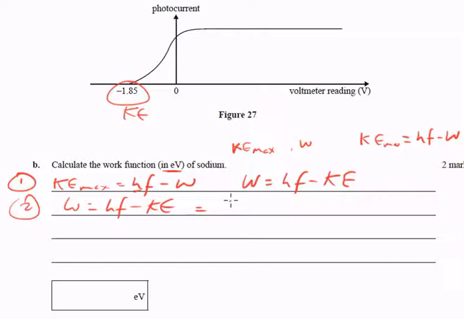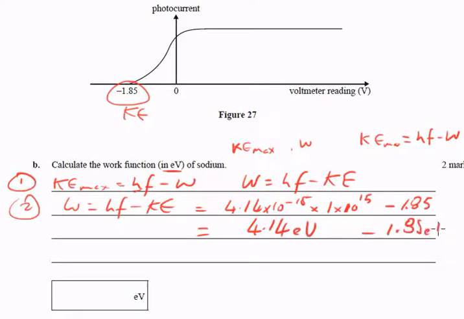So 4.14 by 10 to the minus 15, and from the page before our frequency was, I think, 1 by 10 to the 15 maybe, minus our kinetic energy 1.85. I'm going to times these two together first, and that answer is 4.14 electron volts minus 1.85 electron volts, which gives me 2.29 electron volts. There's my work function.